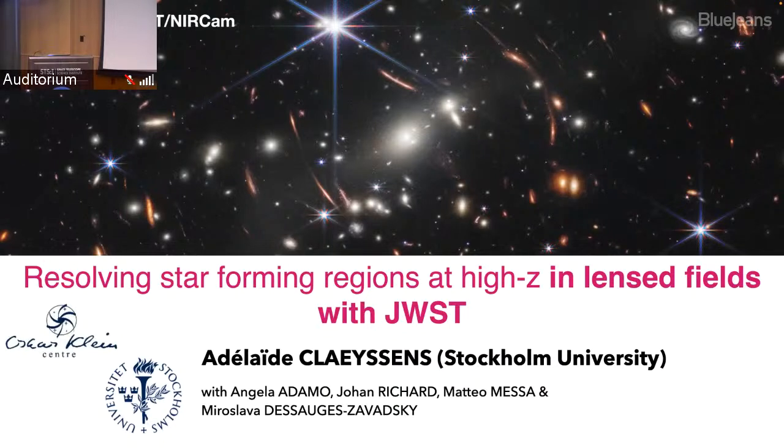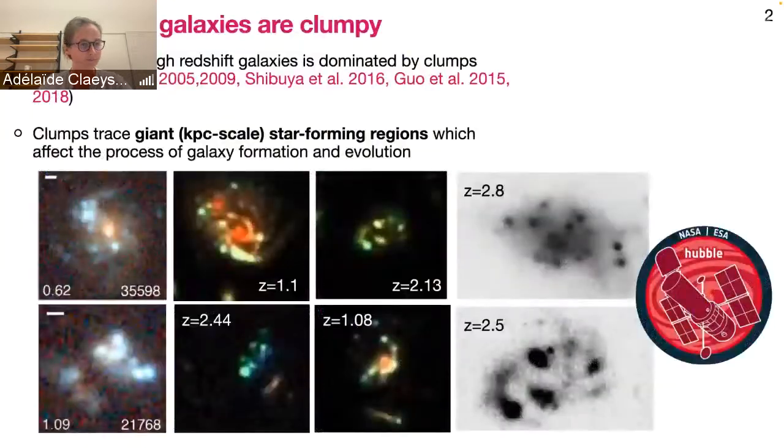So my name is Adelaide Clessens. I'm a postdoc at Stockholm University, working with Angela Adamo. And before starting, I would like to thank the organizers for giving me the opportunity to give this talk from Sweden. So I will present what we can do when we combine lensing and JWST to resolve compact star-forming regions in high redshift galaxies.